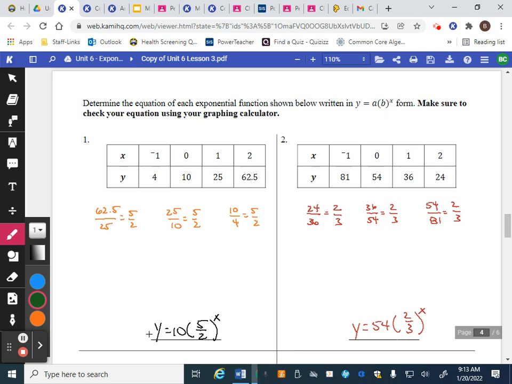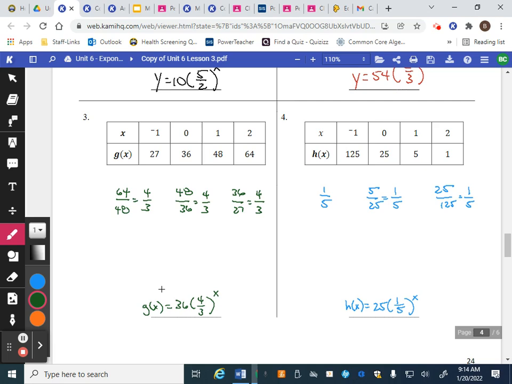So for the first table, I got y equals 10 times 5 halves to the x power. So I divided all those y values to see what was happening, and they were going up by a factor of 5 halves. Y-intercept is across from 0, so 0, 10. Number 2, the y values are going down, so we're thinking decay. 24 divided by 36, 36 divided by 54, 54 divided by 81, all simplifies to 2/3. And the y-intercept is 54, so y equals 54 times 2/3 to the x.